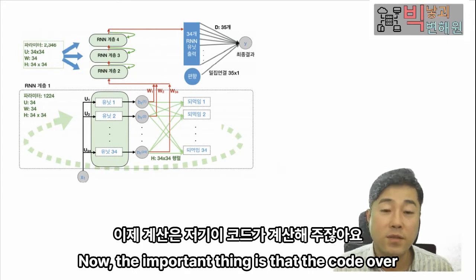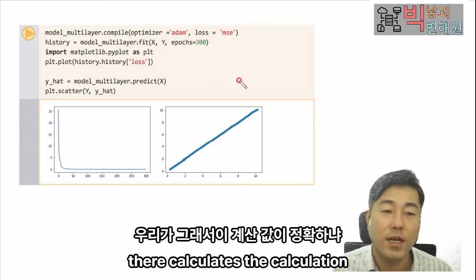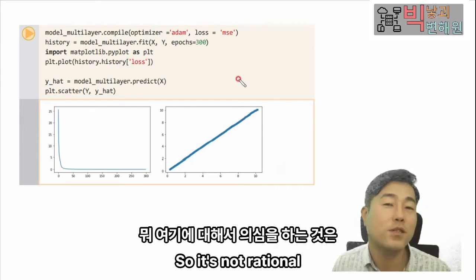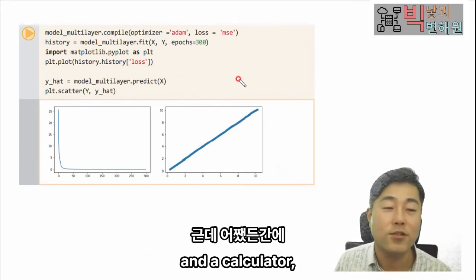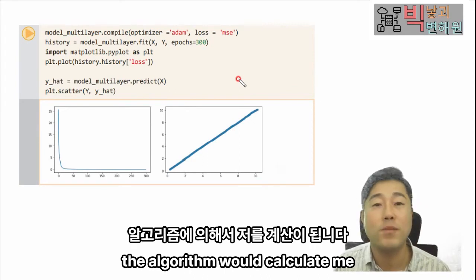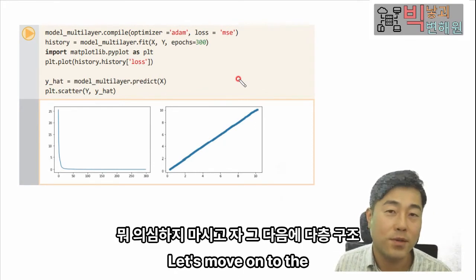Now, you need to understand that we can calculate it that way. The important thing is that the code calculates the calculation, so it's not rational to question whether the calculation is accurate, like questioning a human and a calculator. But anyways, if the input wasn't wrong, the algorithm would calculate it. Are there 8,000 of these? Let's move on.